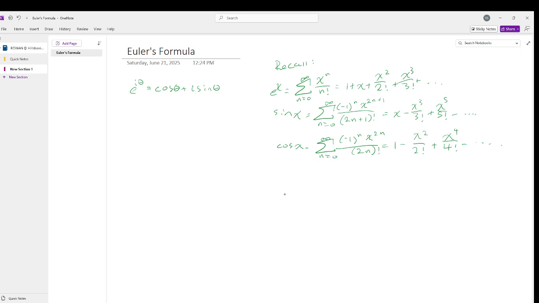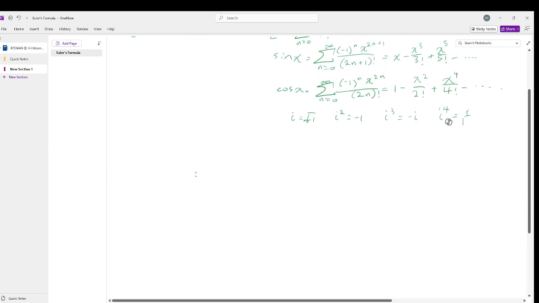And then I just want us to recall what this i right here is. So we know that i is equal to the square root of negative 1, i squared equals negative 1, i cubed equals negative i, and i to the 4th equals 1. Okay, so now we can really get started with this problem.